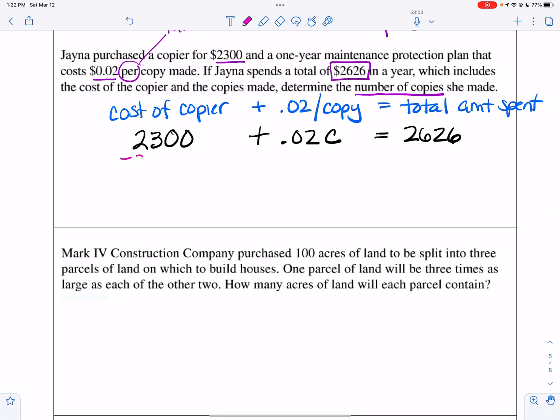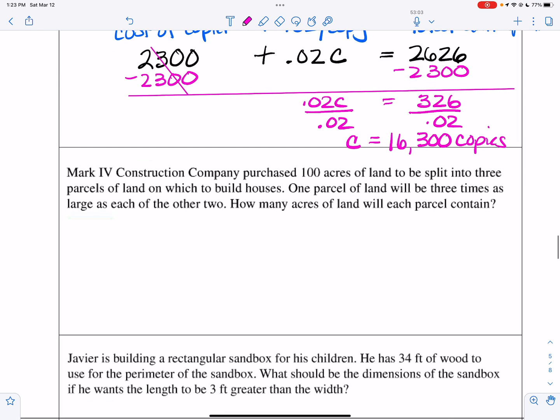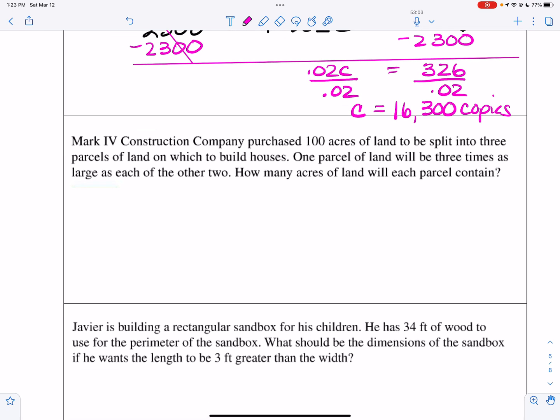And now we're able to solve. We are going to subtract 2,300. And like I said, once you get the equation, you should be able to solve it. The hard part is getting the equation set up. And then we will divide by 0.02. And that says that she made 16,300 copies, okay?